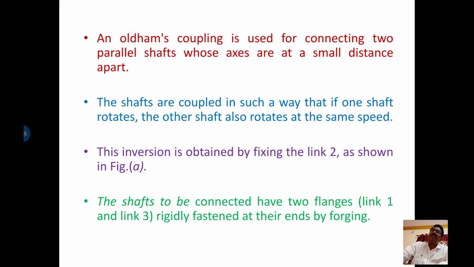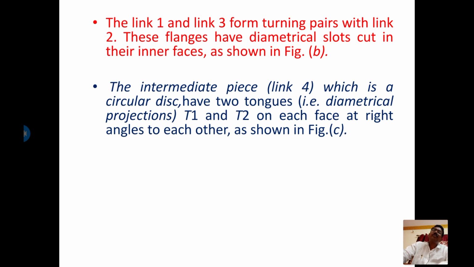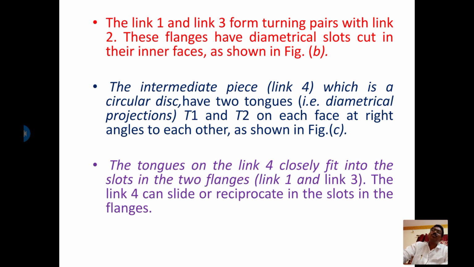Now the shafts to be connected have two flanges rigidly fastened at their ends by forging. Links 1 and 3 form turning pairs with link 2. These flanges have diametrical slots cut in their inner faces. Now the intermediate piece, which is a circular disc, has two tongues, T1 and T2, on each face at right angle to each other. The tongues on link 4 closely fit into the slots in the two flanges. Now link 4 can slide or reciprocate in the slots in the flanges.